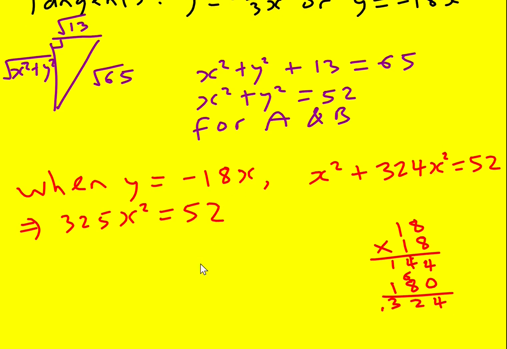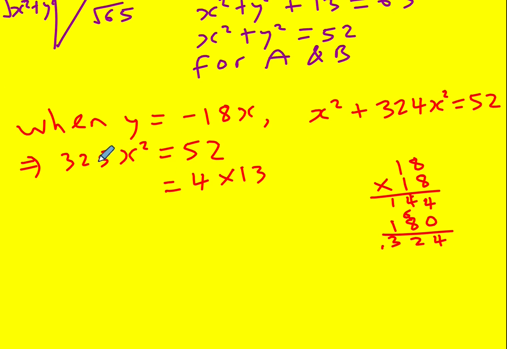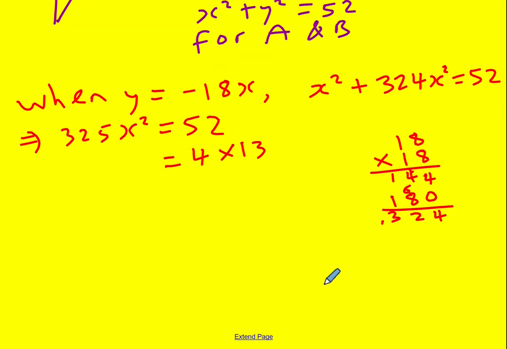Okay, let's see if we can cancel this down. So 52 is 2 times 26 or 4 times 13. Now 4 does not go into 325, so we need to just see if 13 does. We're going to get 26, so 2, remainder 6. And 13's into 65 go 5.